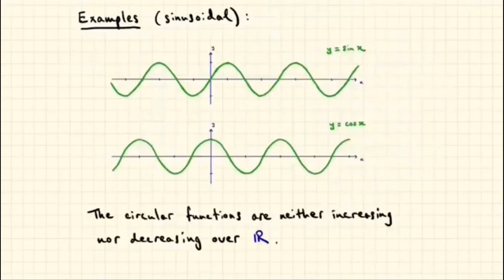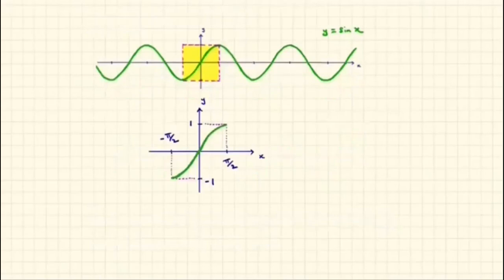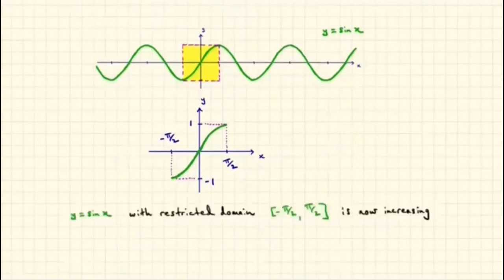The circular functions y equals sine x and y equals cos x undulate forever backwards and forwards. So they are neither increasing nor decreasing over the real line. If we restrict the domain of the sine curve to the interval from minus pi over 2 to pi over 2, we get a fragment of the curve which now represents an increasing function. This is the standard restriction that is used to invert the sine function.